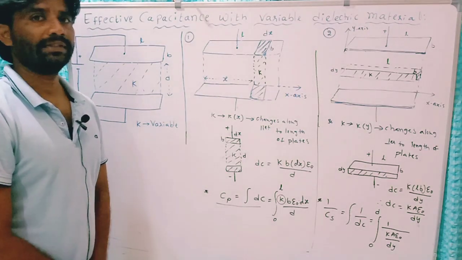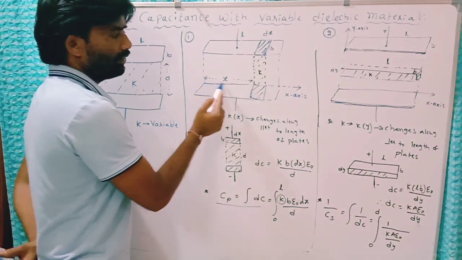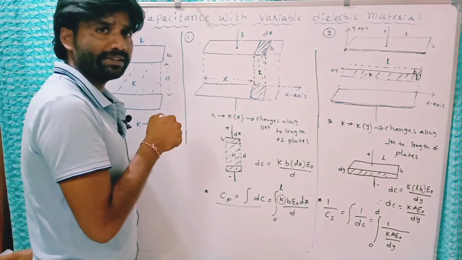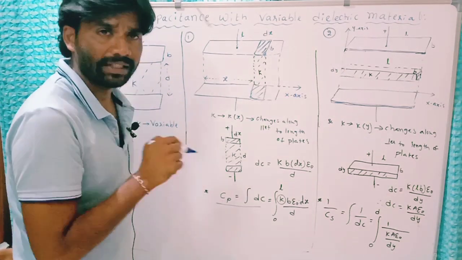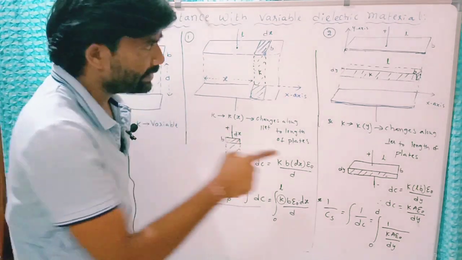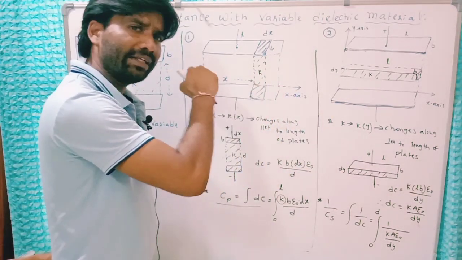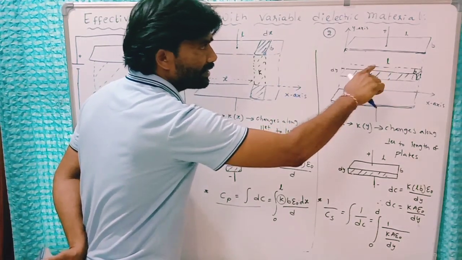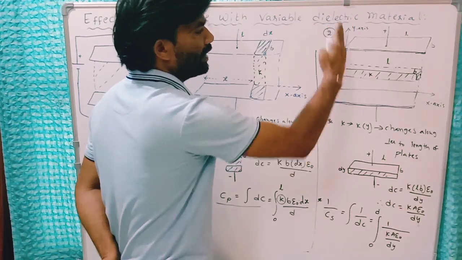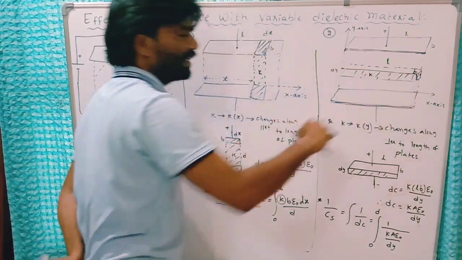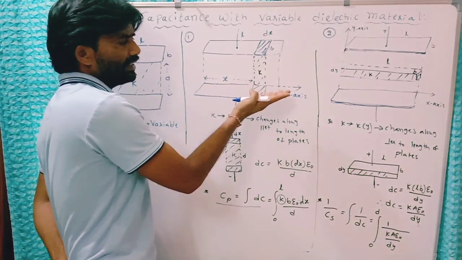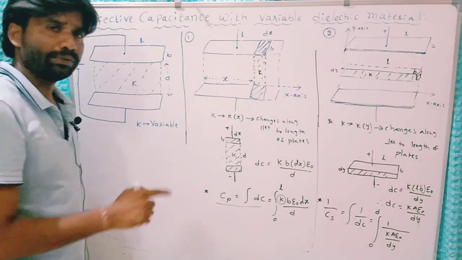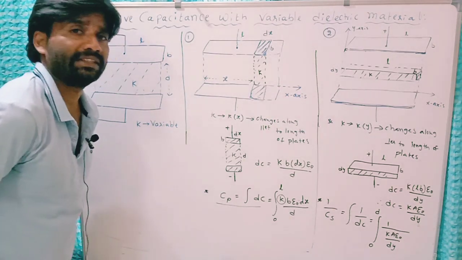Listen carefully. If K changes parallel to the length of the plates, divide the capacitor into small elements perpendicular to the direction of variation of K. If K changes perpendicular to the length, again that splitting of the capacitor into small elements must be perpendicular to the direction of variation. K is changing along the y-axis, split it perpendicular to the y-axis. If K changes along the x direction, split the capacitor into elements perpendicular to the x-axis. That is the way to split the capacitor to get effective capacitance.